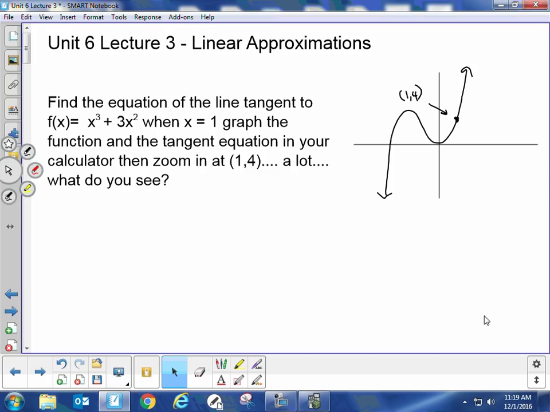I want you to find the equation of the tangent line, and after that, graph that and the original function, and zoom in around (1, 4).